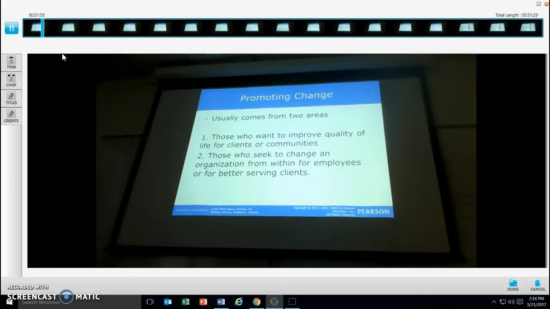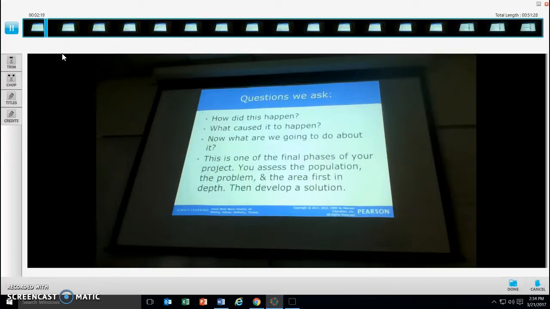It might be an organizational change that you see, a procedural change within the organization, or it could be, and what you'll probably be working with, maybe not, I don't know, but what you'll probably be working with more is some type of change to improve the quality of clients. It's kind of what your project is.